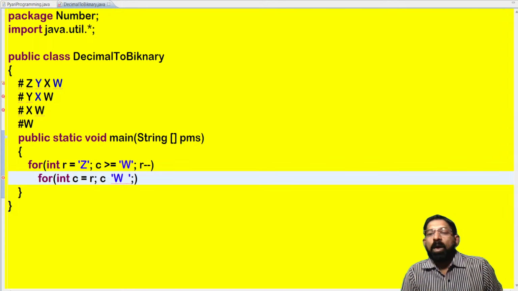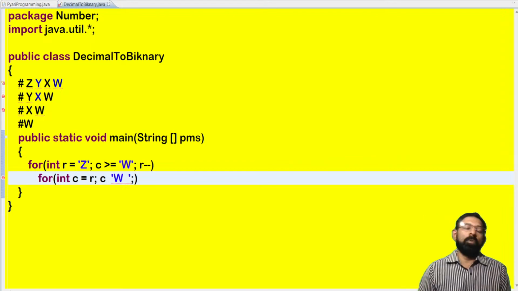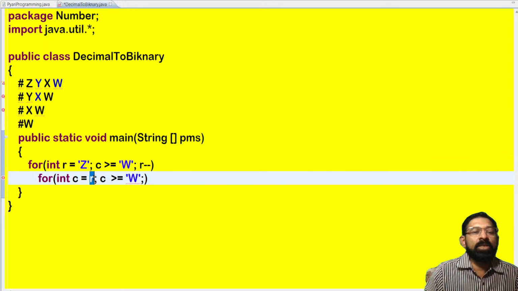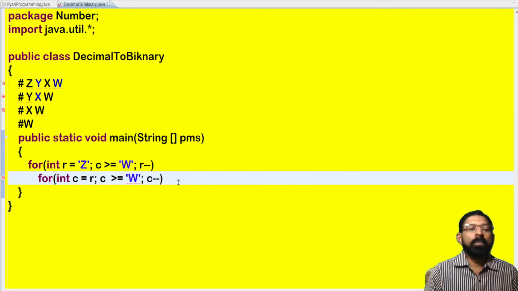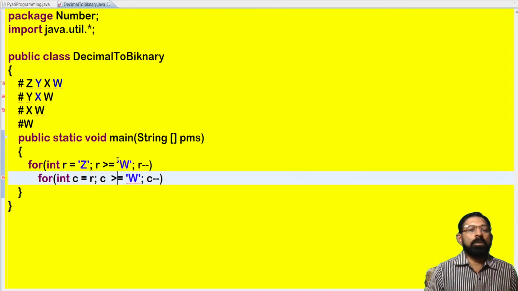Yes, R is Z, we got. Already somebody has given. C is greater than equals to W. Good. C is greater than equals to W because the initial value of R is Z. I am moving Z to W, so obviously Z is greater than W. Now after that I will say C minus minus. Why? Because I want to move Z to W. This is my R. C is greater than equals to W.